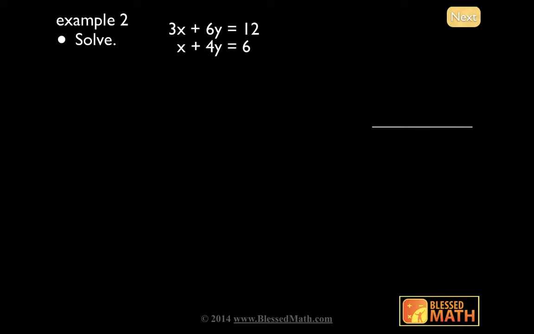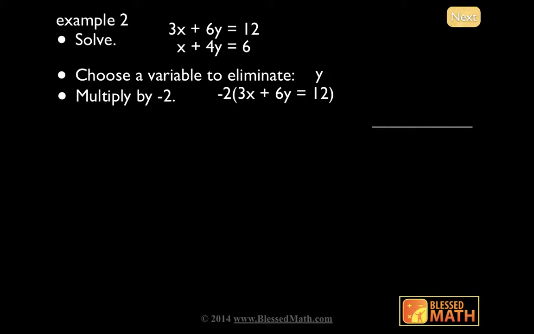All right. Let's try again. 3x plus 6y is equal to 12, and x plus 4y is equal to 6. Let's try to eliminate the y's. So we're going to ask what numbers can we multiply into the 6 and the 4 to give us a common number. And we know 6 times 2 is 12, and 4 times 3 is 12. So we're going to be dealing with 2 and 3. So let's multiply the top equation by negative 2 and the bottom by 3.